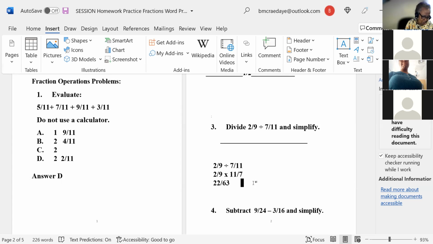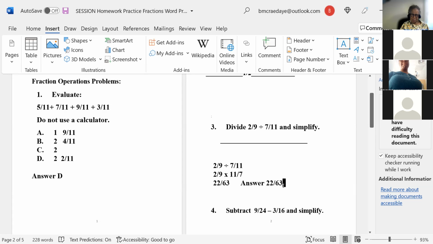Maureen, I got that too. 22 over 63. That's the answer. It should have been simplified, but I thought there are no factors of 22 and 63 in common. So it's already simplified. So what did you do? I divided 63 by 22. But that's not what it says. This says 22 divided by 63. So why did you change it?